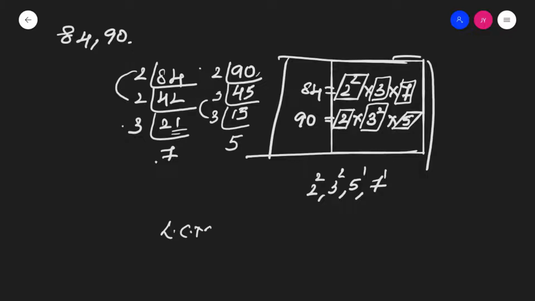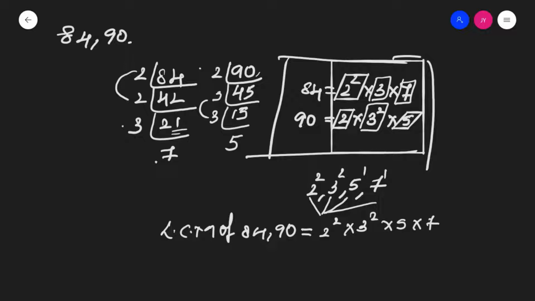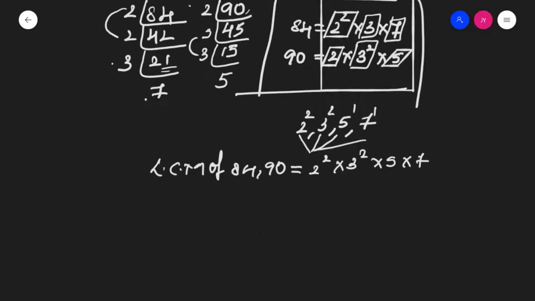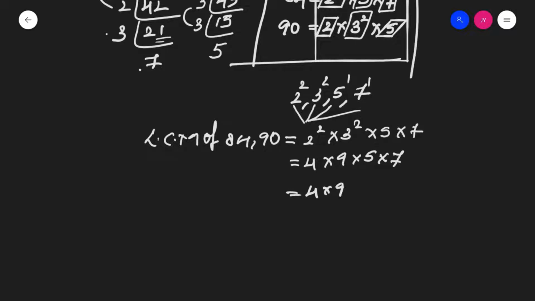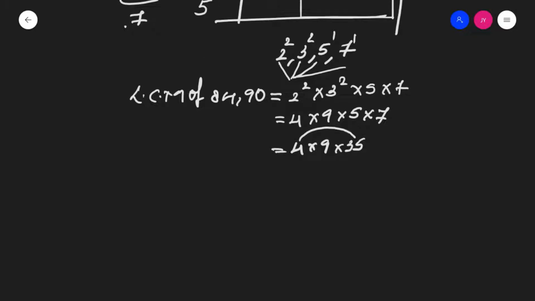So the LCM of the two numbers 84 and 90 is equal to the multiplication of the four numbers: 2 square into 3 square into 5 into 7. 5 power 1 is 5 and 7 power 1 is 7. So 2 square, 2 into 2, it is 4. 3 square, 3 into 3, it is 9, into 5 into 7. So what is 5 into 7? It's 35. Now let's multiply 4 and 35.